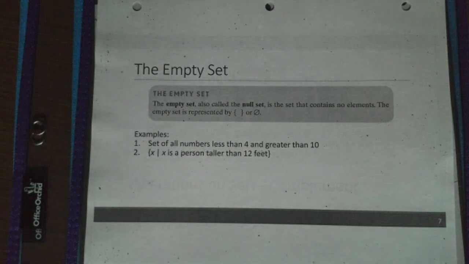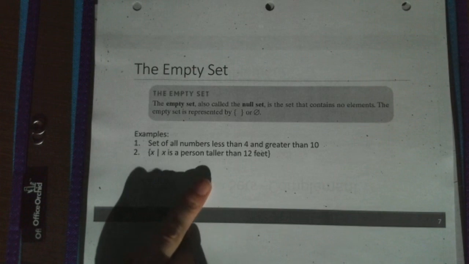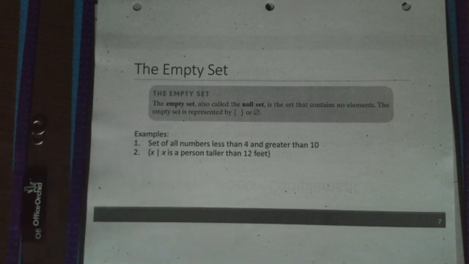So for example, the set of all numbers less than 4 and greater than 10. Well, there aren't any numbers that are both less than 4 and greater than 10. That doesn't happen. So that would be the empty set. Or the set of x such that x is a person taller than 12 feet. There aren't any people like that. So that set would be empty. Thus we have the empty set, also called the null set.